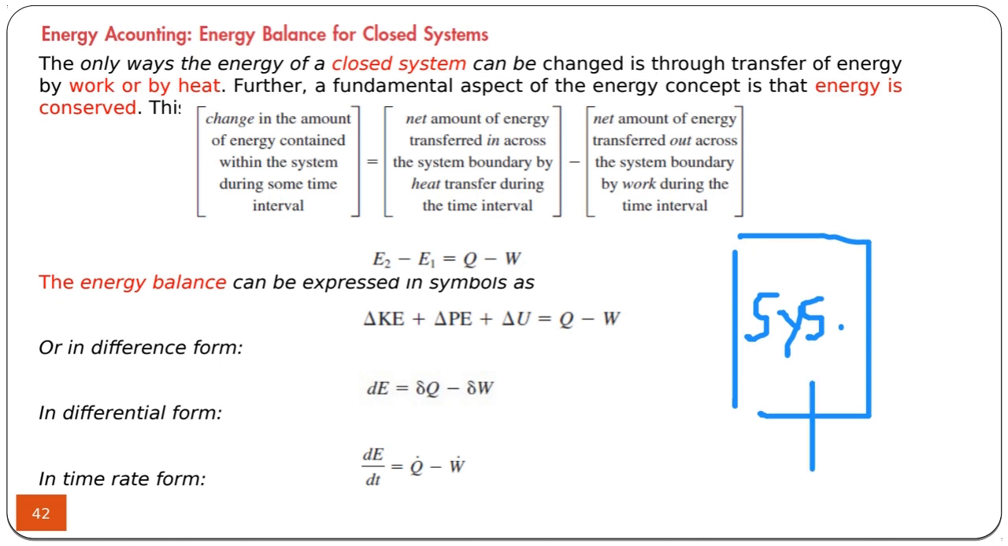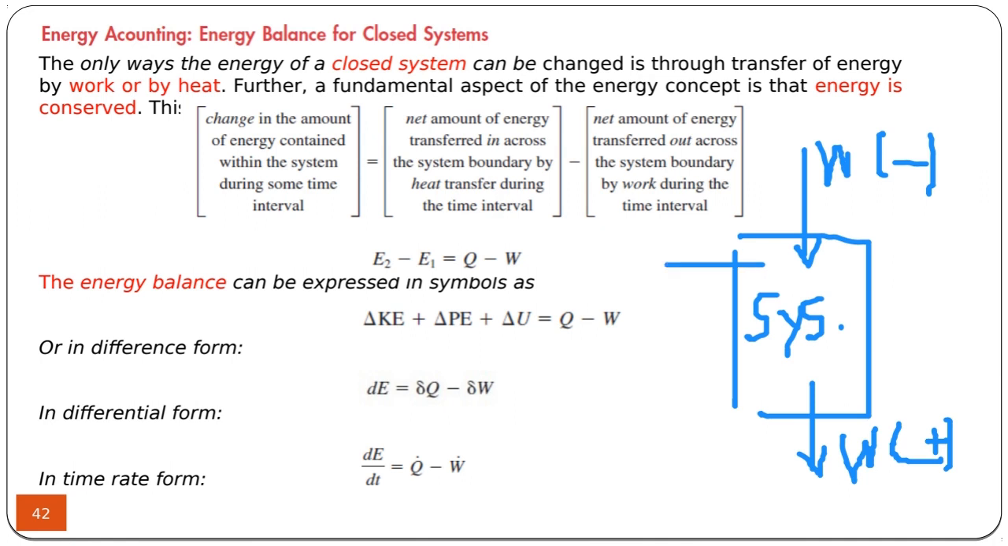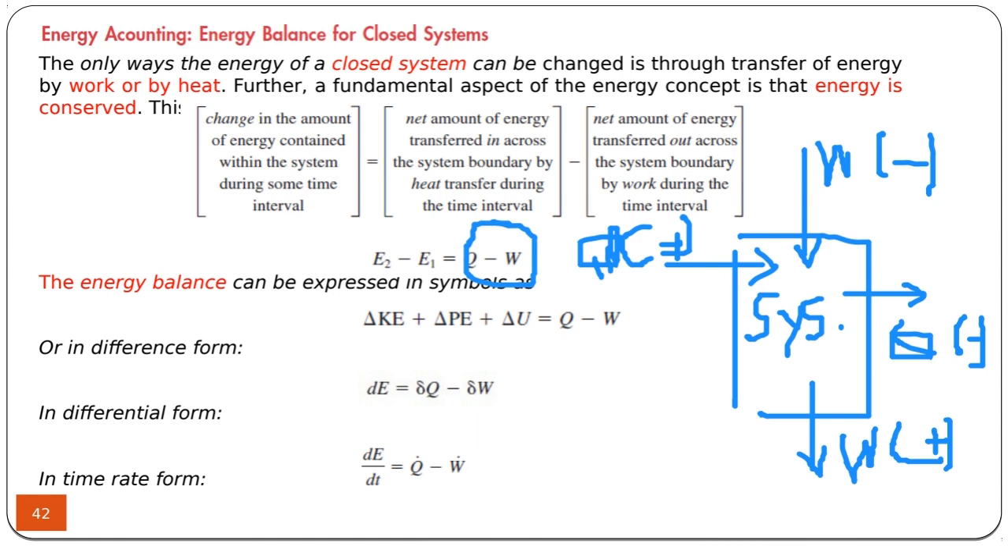If the system does work on the surroundings, it's positive work. On the other hand, if the surrounding does work on the system, it's a negative work. But it's opposite for the case of heat. So if heat is added to the system, it's positive heat. It's Q. Sorry. Otherwise, if heat is lost by the system, it's taken as negative. So that's why the net of the energy added as heat or work is written as Q minus W.